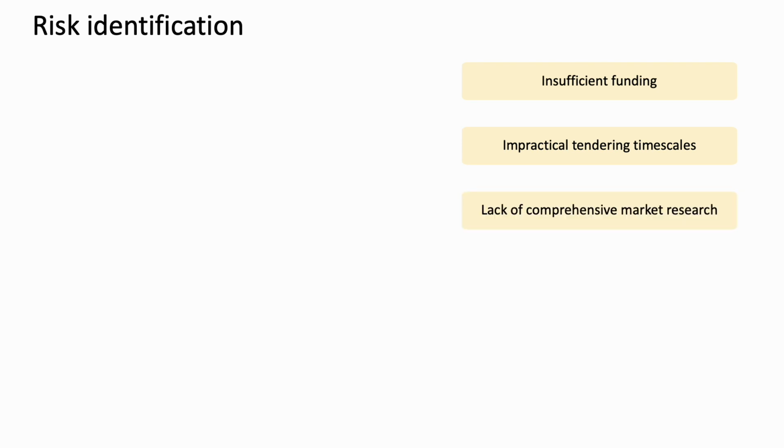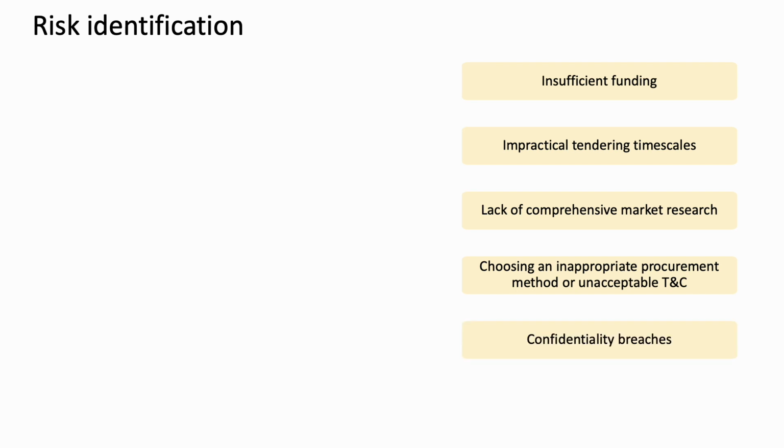Lack of comprehensive market research might exclude potential suppliers from the bidding process. Choosing an inappropriate procurement method or unacceptable terms and conditions can prevent value-for-money bids. Furthermore, perceived bias or confidentiality breaches by the procurement team could lead suppliers to withdraw their bids. Lastly, receiving no responses from capable suppliers limits competition, affecting the quality and value of procurement.